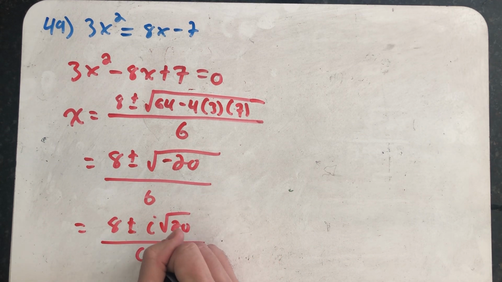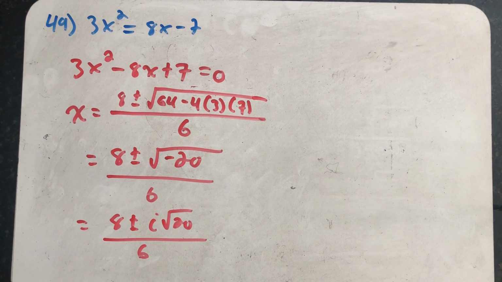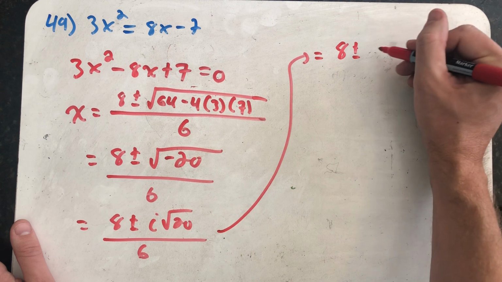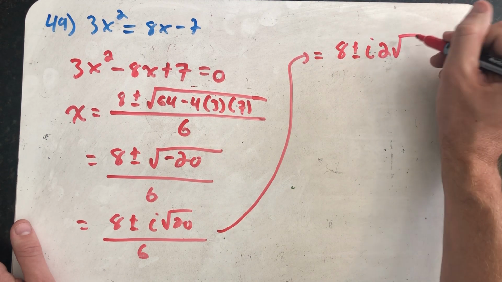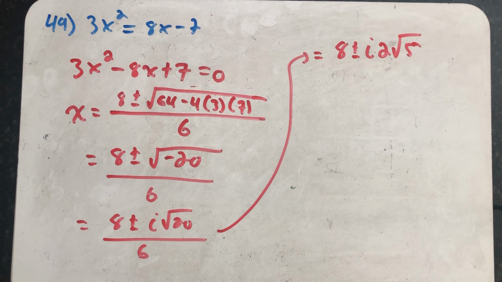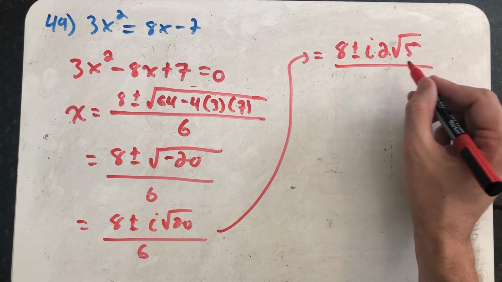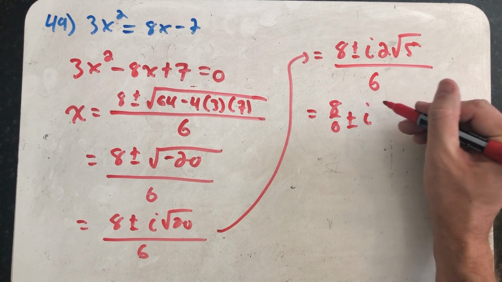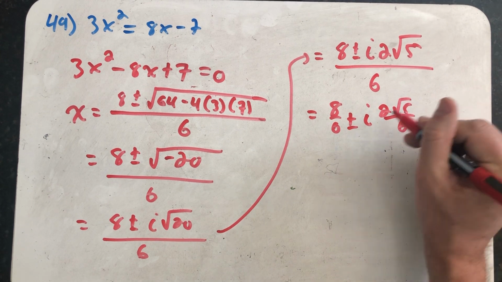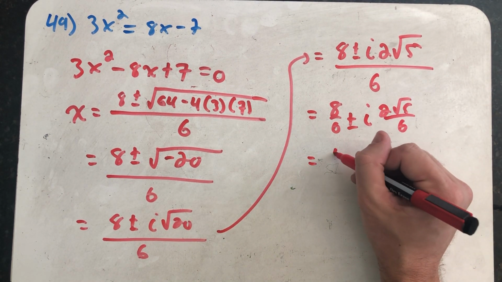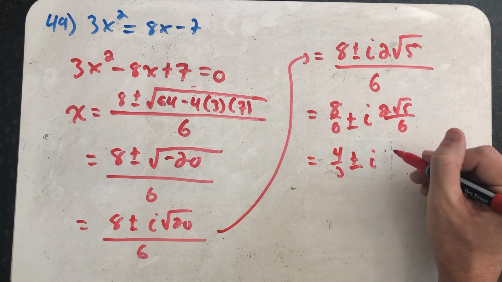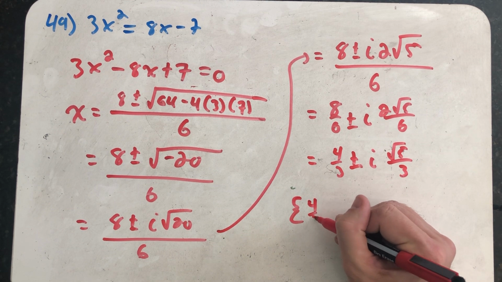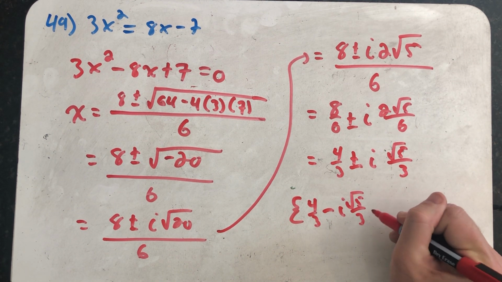Rewrite that with an i in it. I end up with 8 plus or minus i root 20. But i times the square root of 20 is really 2 root 5, because 20 is 4 times 5, and the square root of 4 is 2. Still divided by 6. If I would put this in its standard form, I need to do the division. So I end up with 4/3 plus or minus i times root 5 over 3. If I wanted to write this down as two separate solutions, I certainly could.